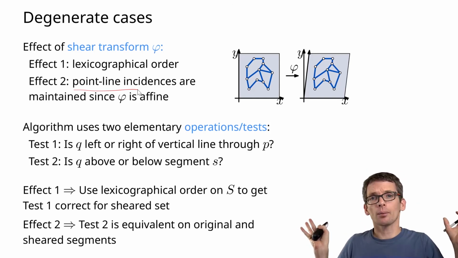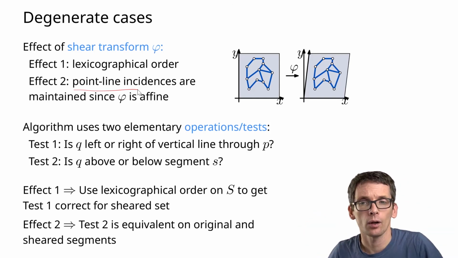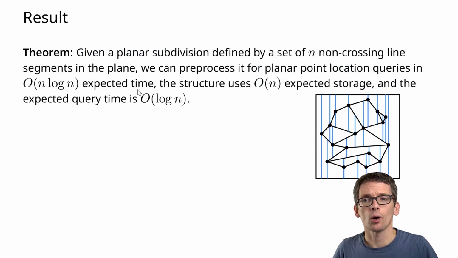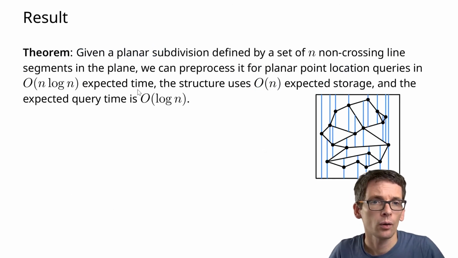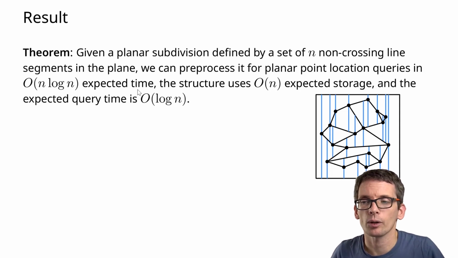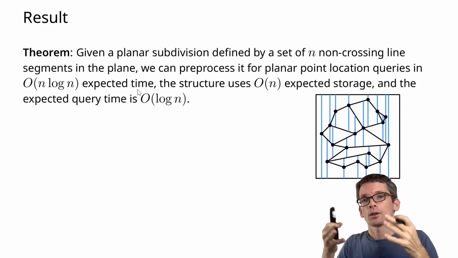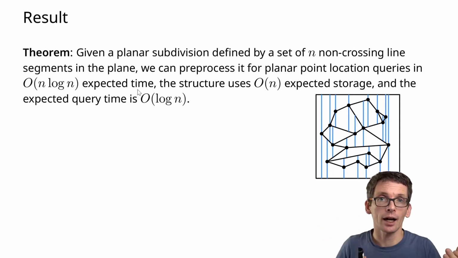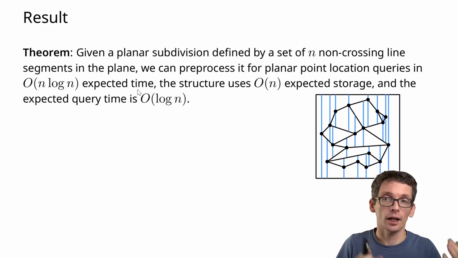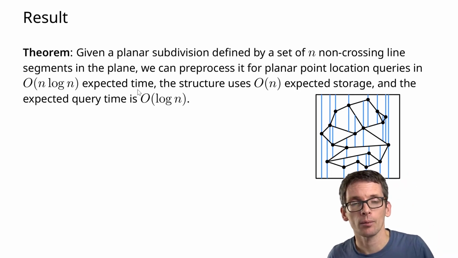So this is all about degenerate cases. This solves what we had to solve for this algorithm. It's a very elegant way to handle these degenerate cases. So what we have now is the final theorem: given a planar subdivision consisting of n non-crossing line segments in the plane, we can pre-process them in order n log n expected time to get a structure of expected linear size with expected query time order log n.